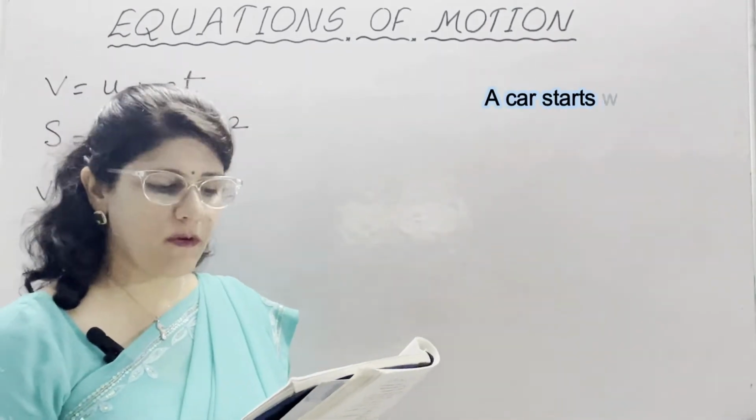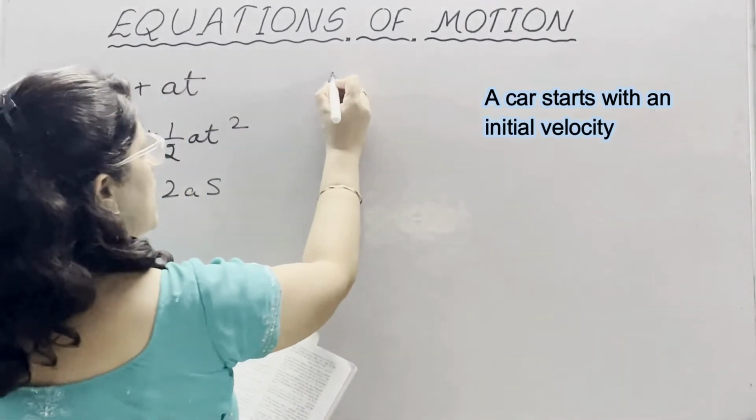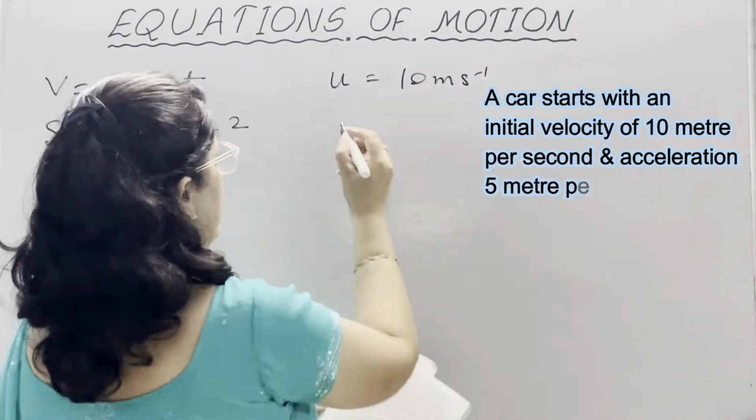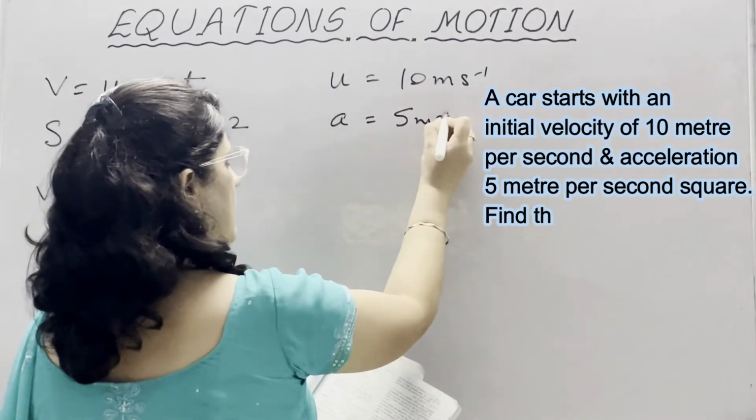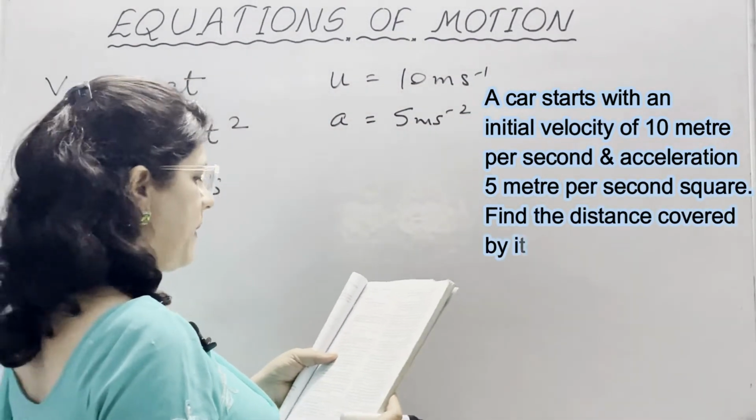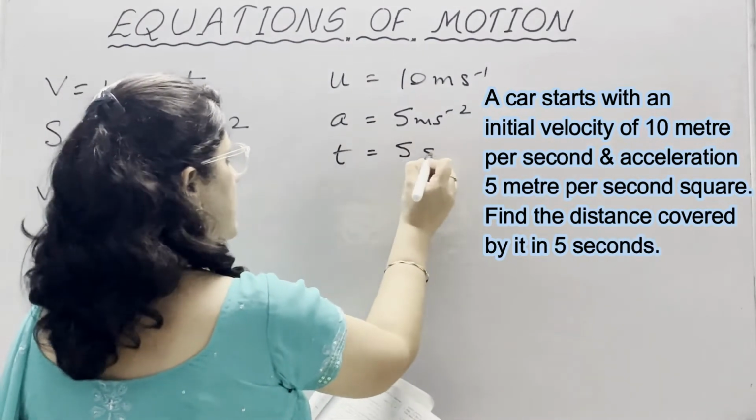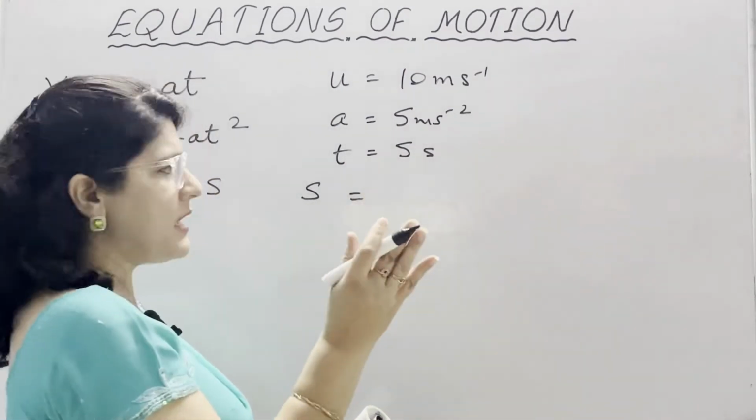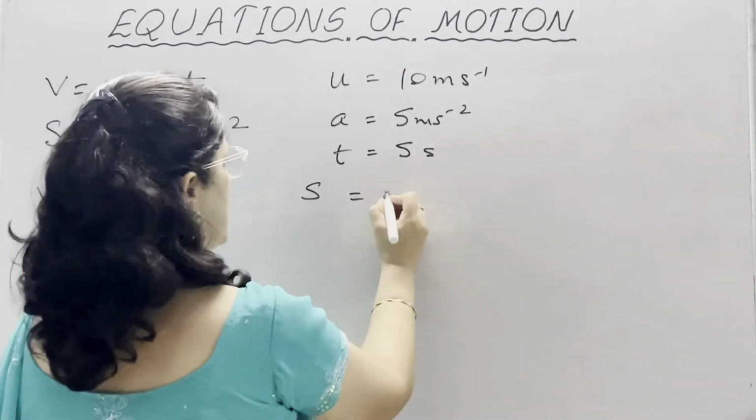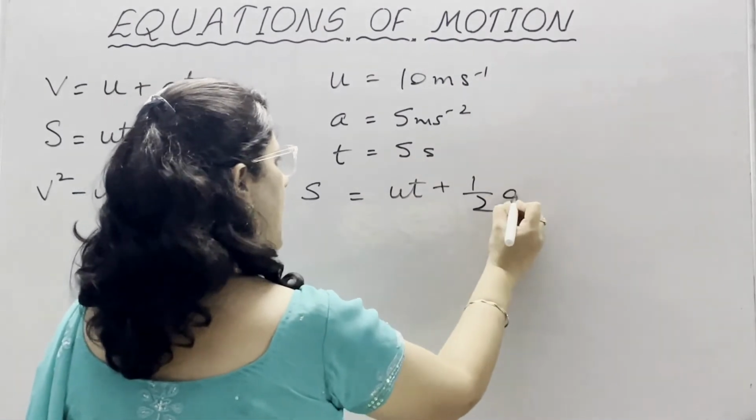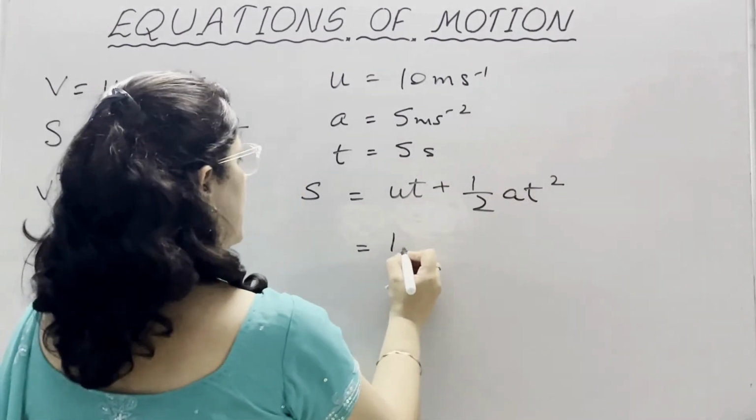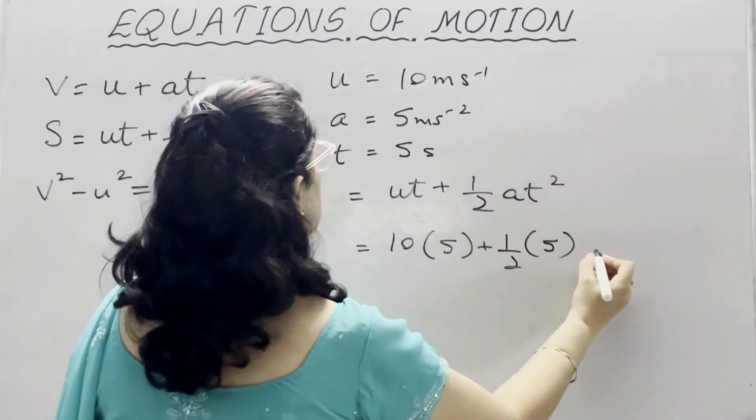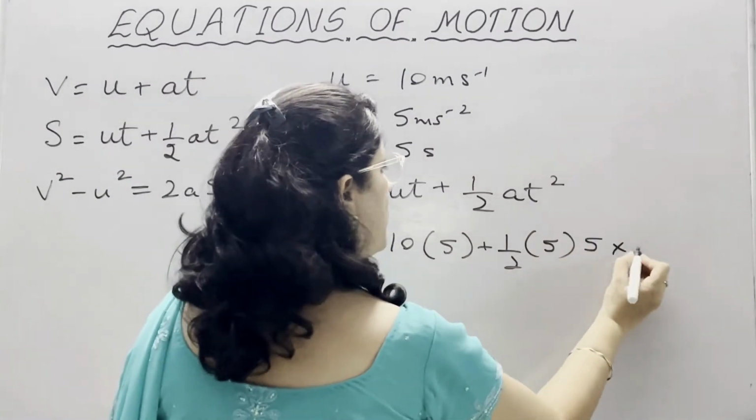A car starts with an initial velocity of 10 meter per second. Initial velocity u is equal to 10 meter per second and acceleration 5 meter per second square. Find the distance covered by it in 5 seconds. Time is 5 seconds and distance we need to calculate. Final velocity is neither asked nor given, so we can use the second equation. s is equal to ut plus half at square. Now the value of u is 10, t is 5, half acceleration is 5 and t square means 5 into 5.